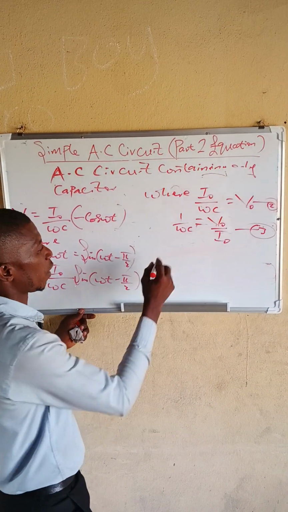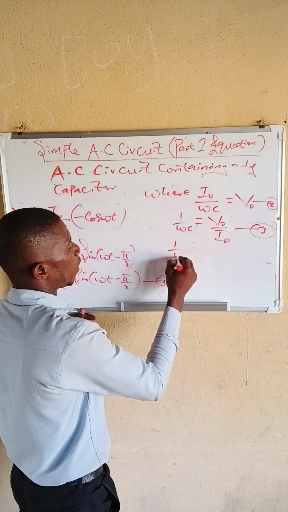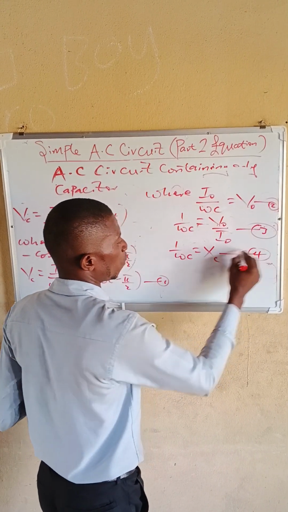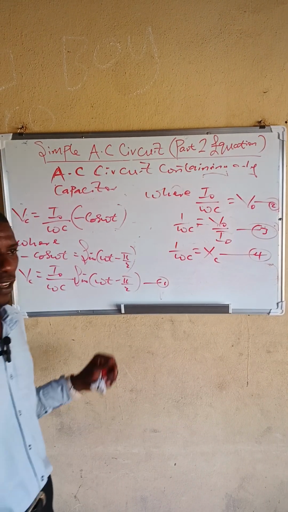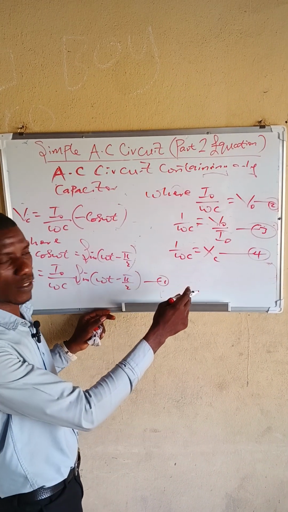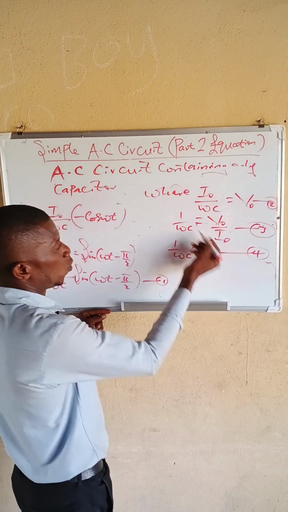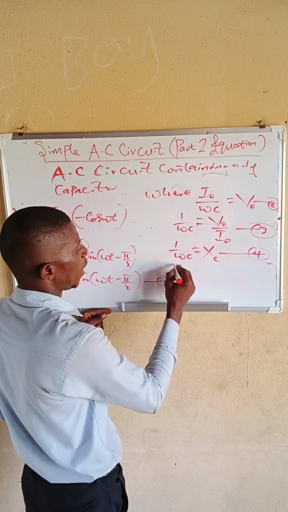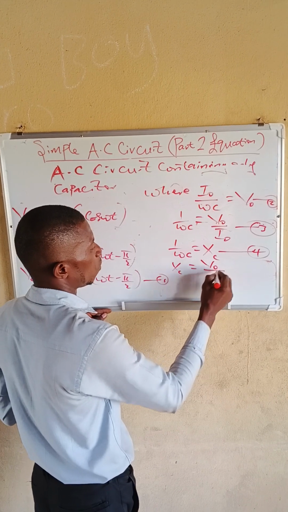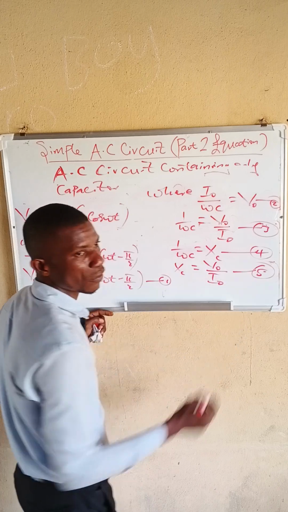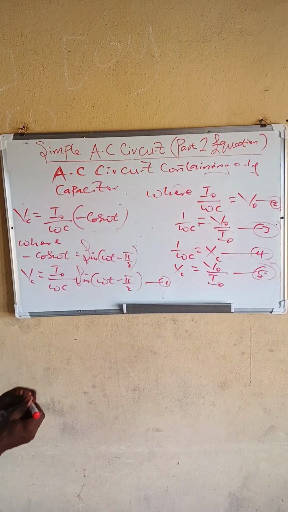And in this equation 3, 1 over omega C is Xc. Call this equation 4. Xc means capacitive reactance. So capacitive reactance is given as 1 over omega C. So I can put this one into this place. I will now have Xc equal to V naught over I naught. Call this equation 5.